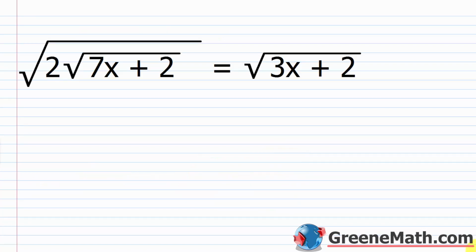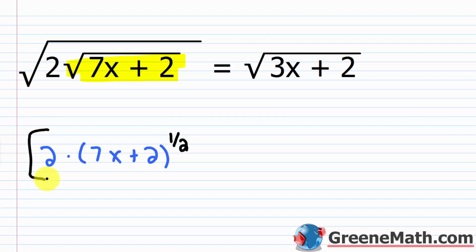All right, let's look at a more challenging problem. So we have the square root of 2 times the square root of 7x plus 2 is equal to the square root of 3x plus 2. So the easiest way to solve this problem is to use exponents. So I'm going to rewrite this and say that I have 2 times the quantity 7x plus 2. So this guy right here, if you notice, is just underneath a square root symbol. So that means it's raised to the 1/2 power.